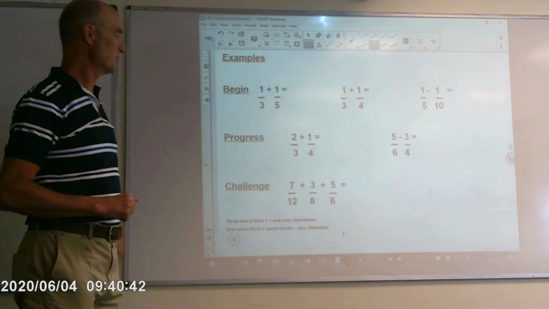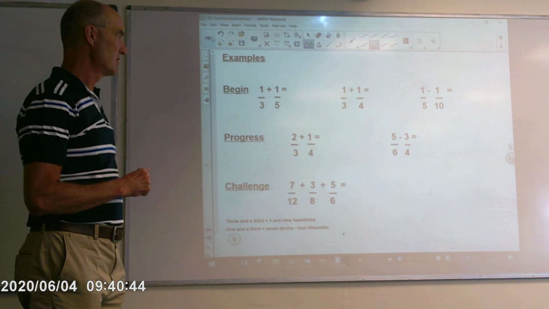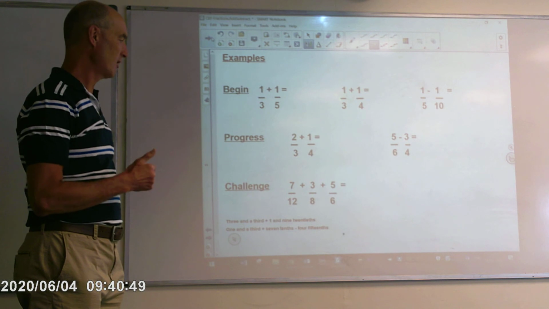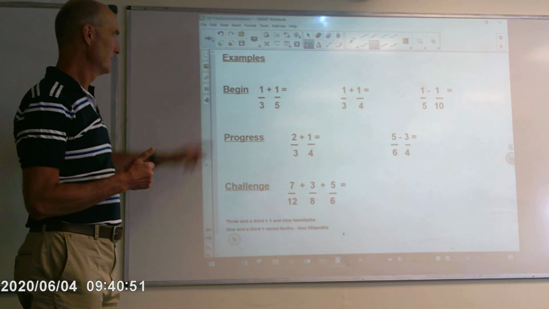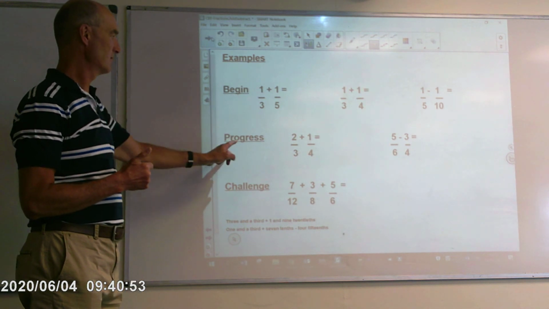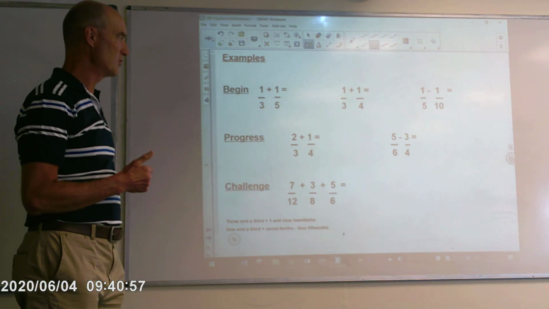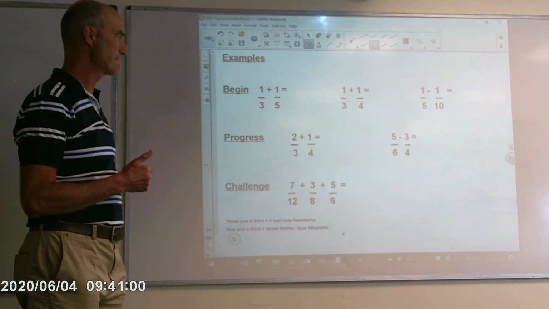A few examples for you to have a go at. So please have a go at those examples. Come back and I'll work through them. Okay? So you've got 3 to begin with, a couple to progress with, and then a little bit more of a challenge. Okay?